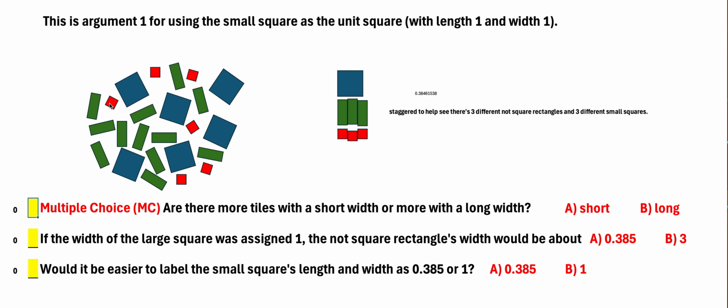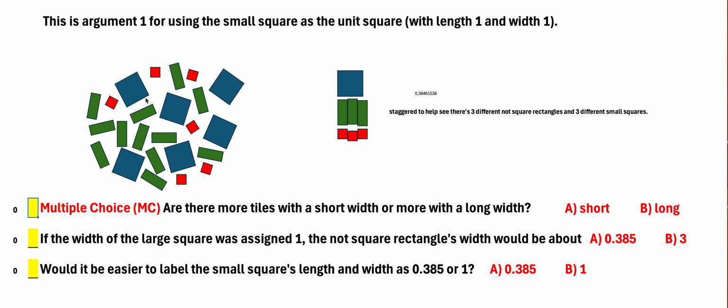Now, why would we use this small square rather than the big square to measure all the other tiles? Why reference the size of the other tiles here by the small square there? Well, is it because the small one can fit into the others? Yes, that's part of it. And it says, are there more tiles with a short width or more with a long width? We can see, what do we have most of? The width is short on most of these. There's a short width.